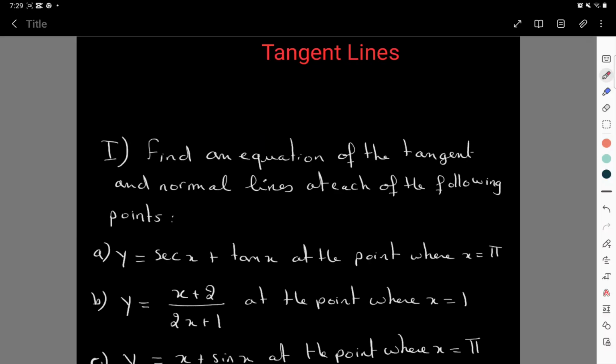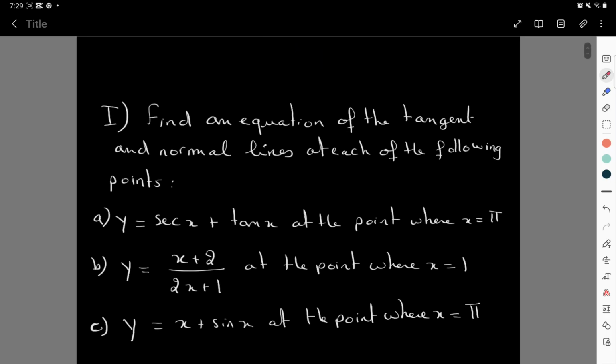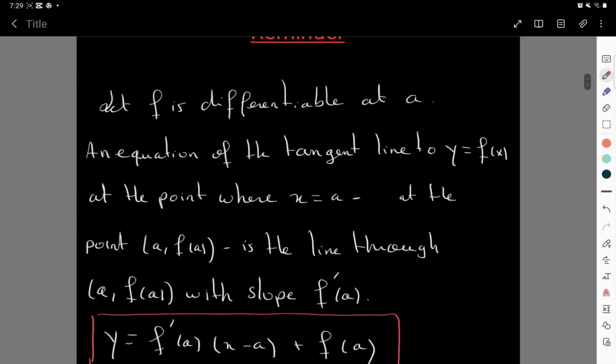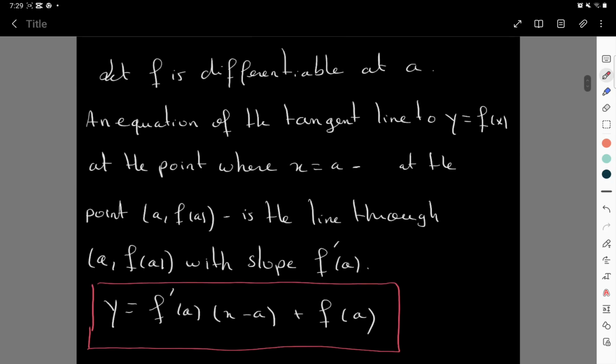Okay, hi everybody. So we'll get started with some exercises on tangent and normal lines. So the first problem, we'll just have to find the equations of the tangent and normal lines to the curve y equal f of x at the following points. Great. Now before we begin, let us remind ourselves of the tangent line.